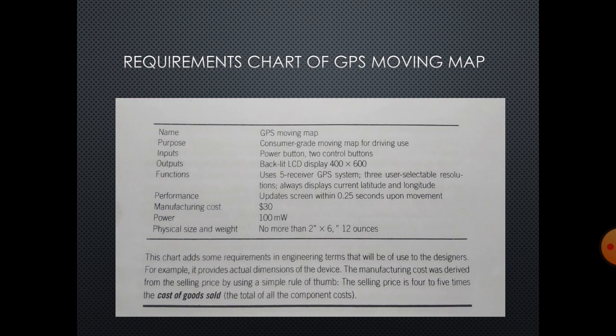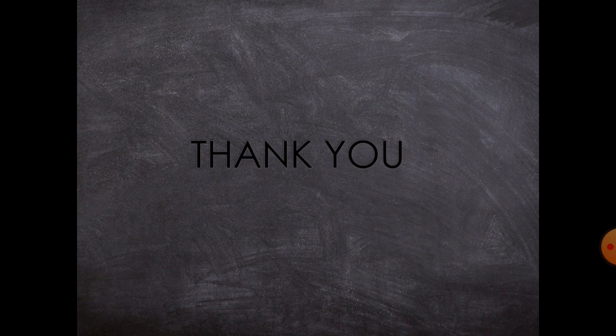So this is about the first level of abstraction. I think you all have understood the goals of the embedded system, the tasks taken in every step, and the first level of abstraction, that is, requirements. So this is all about this video. Thank you.